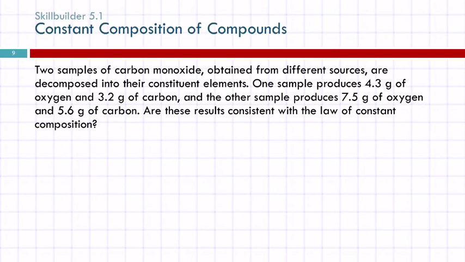Let's look at this example. 2 samples of carbon monoxide obtained from different sources are decomposed into their constituent elements. One sample produces 4.3 grams of oxygen and 3.2 grams of carbon. The other sample produces 7.5 grams of oxygen and 5.6 grams of carbon. Are these results consistent with the law of constant composition? Well, what's the law of constant composition? It says the ratios are going to be the same. So the ratio by mass will be the same.